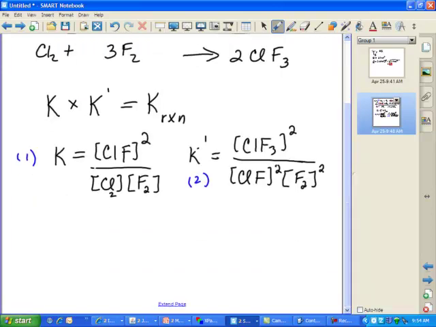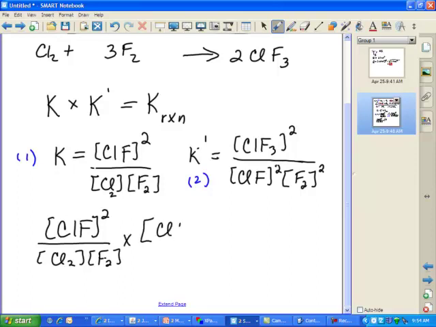We are trying to prove that if we multiply these two expressions together, we're going to get the expression for this one. So now what we do is we multiply these two together. I'm just going to rewrite it. So we can take the expression from the first equation, multiply it by the expression from the second.